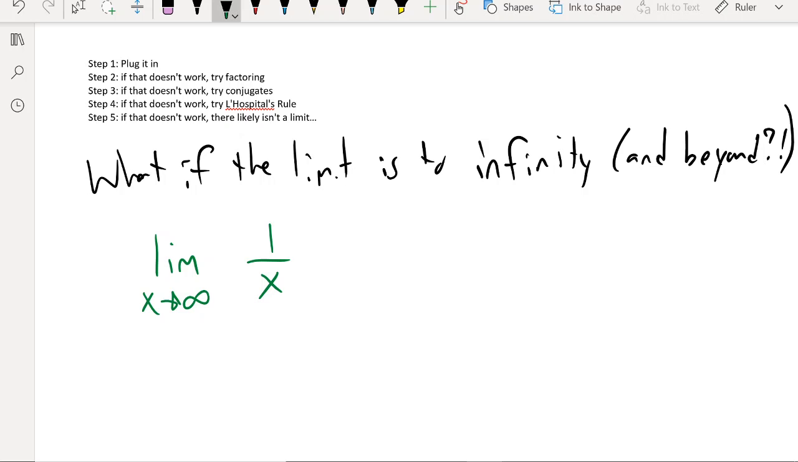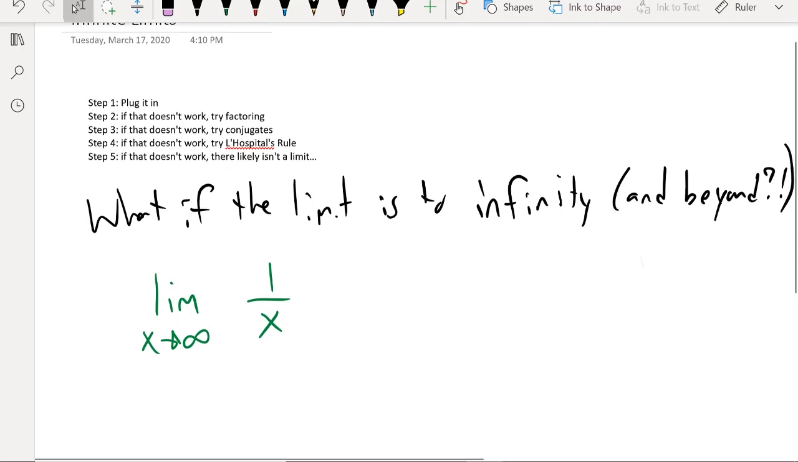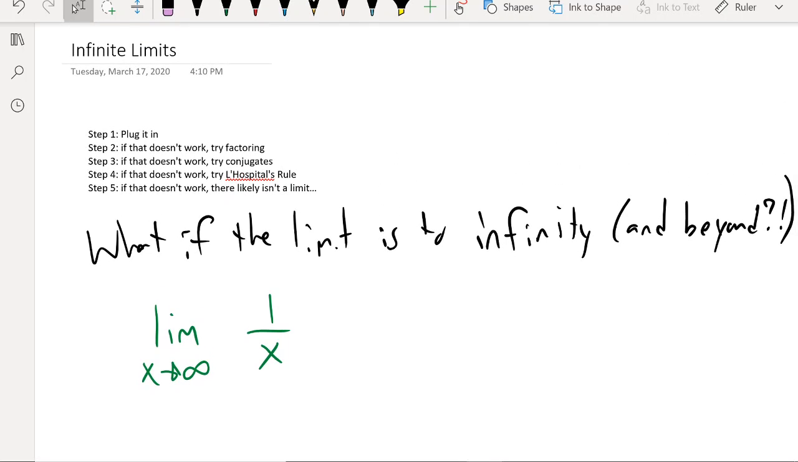Well, actually, this whole thing, all of infinite limits, really just revolves around step 1 of basic limits. You're not going to try factoring, conjugates, all that kind of stuff. None of that is really going to matter that much with infinite limits, but you can plug it in. You can plug in infinity. So here's what you would do. You would just say, okay, 1 over infinity. But then your next question would be, what is 1 over infinity? So then we have to say, okay, well, what does that mean?